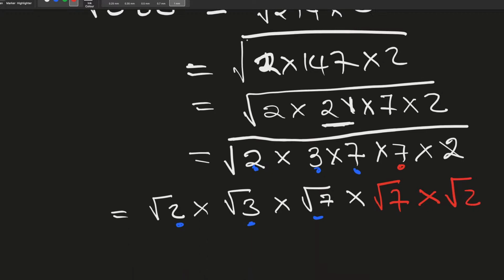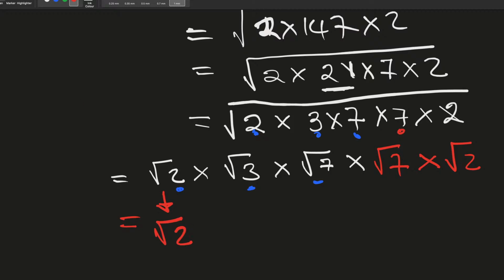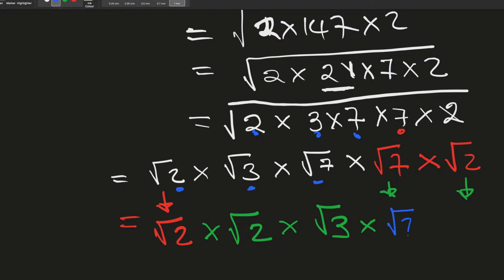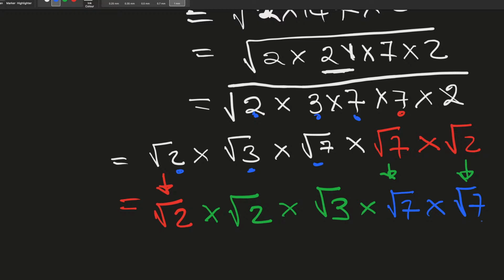Let's group all the like terms properly. Let's separate the numbers from each other. So over here, when we pick this, we have root 2. When we pick this, we have another root 2 multiplying by root 2. Then we have root 3 here. Now let's pick the 7s. We have root 7, so we multiply by root 7. And we have another root 7 here, so multiply by root 7. Beautiful. Do you remember that I said when you multiply a surd by its same kind, we get the number itself without the root?